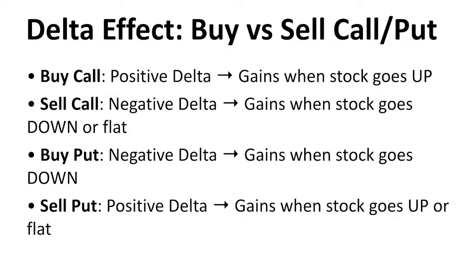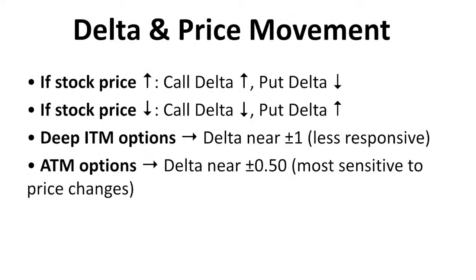So the delta effect, buy versus sell. Buy a call, positive delta: gain when the stock goes up. Sell a call, negative delta: gain when the stock goes down or flat. Buy a put, negative delta: gain when the stock goes down. Sell a put, positive delta: gain when the stock goes up or flat. If the stock price increases, call delta increases and put delta drops. If the stock price drops, the call delta decreases and put delta increases.